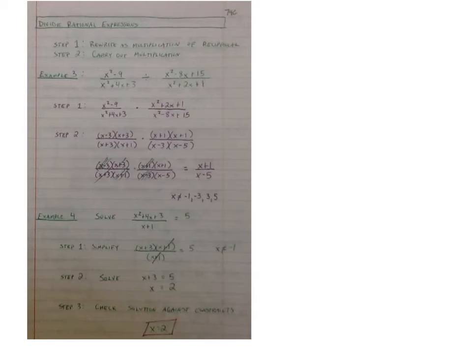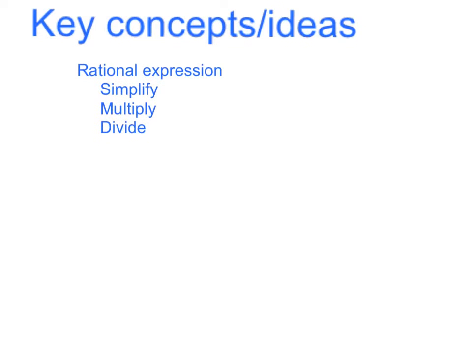The skill test will focus on being able to do three things: being able to multiply, being able to divide, and being able to solve simple rational expressions. All right, the key concepts and ideas for Skill 74 is we should be able to identify a rational expression.